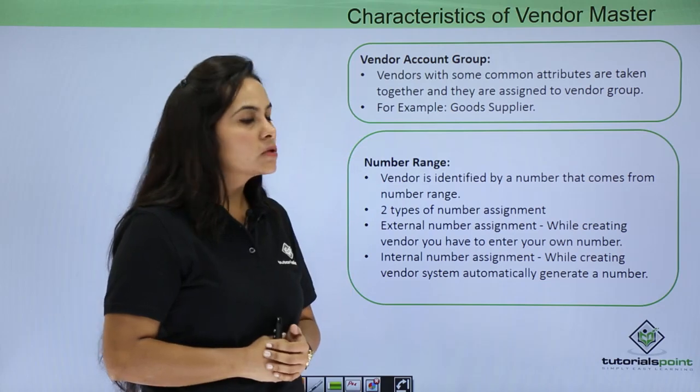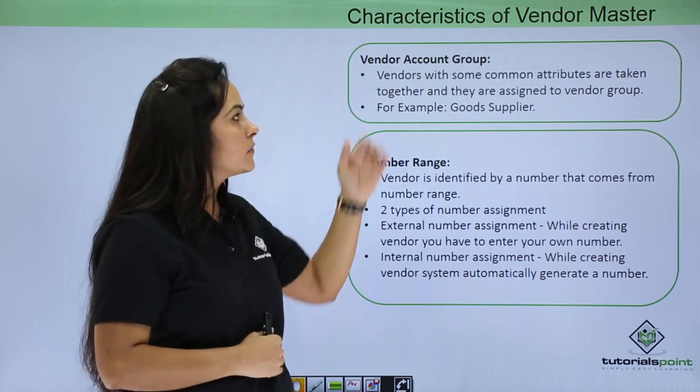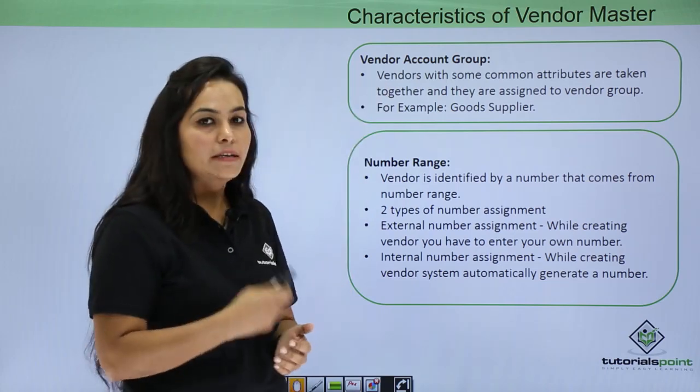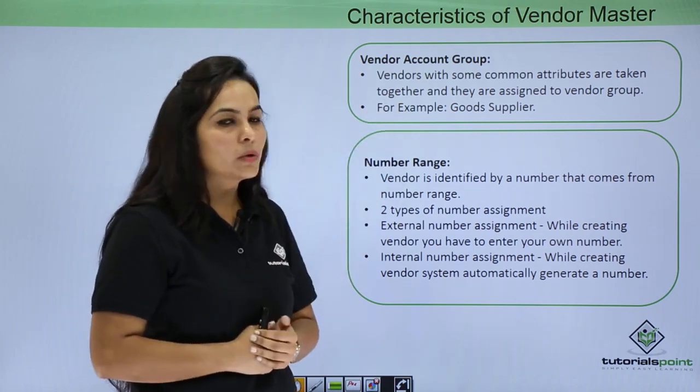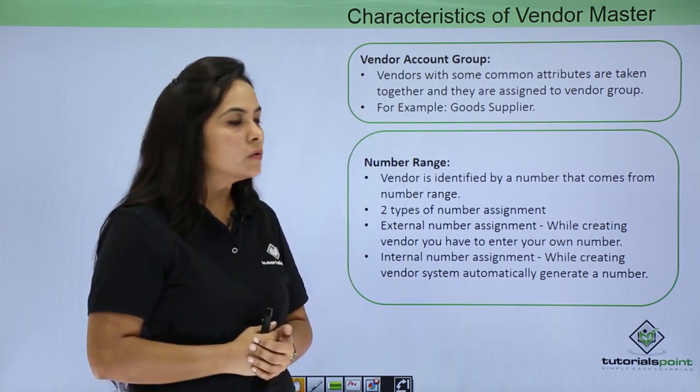Then next is characteristics of Vendor Master. First characteristic is vendor account group. Suppose a vendor is a goods supplier or a raw material supplier, these attributes are taken together and they are assigned to a vendor account group.